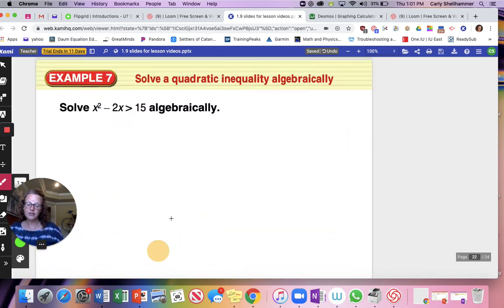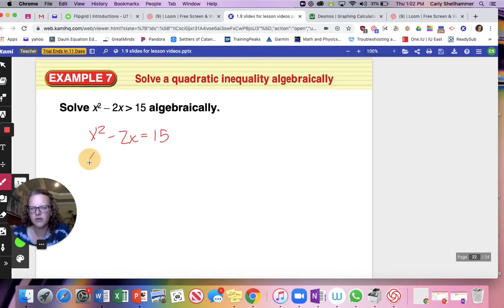Now, solving algebraically. I prefer solving algebraically. Not a big fan of tables, not a huge fan of graphs. I prefer to solve algebraically. So to solve this algebraically, first we're going to write and solve the equation, replacing the greater sign with an equal sign. So first we're going to rewrite it as an equality, not an inequality.